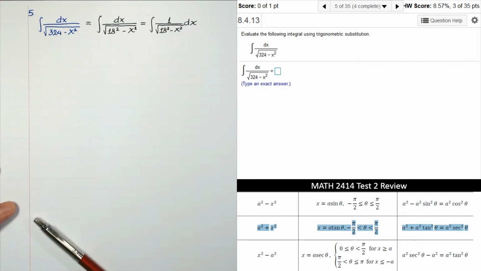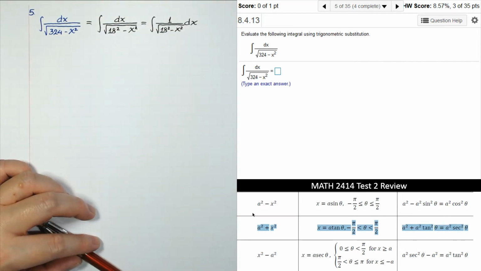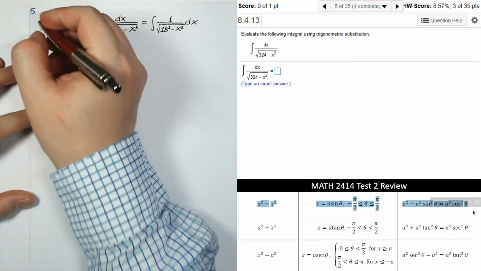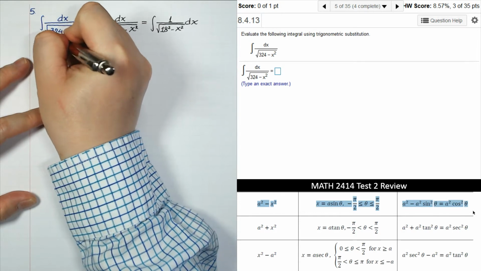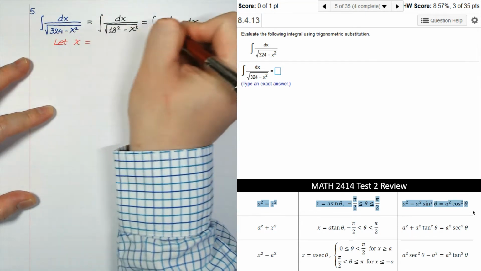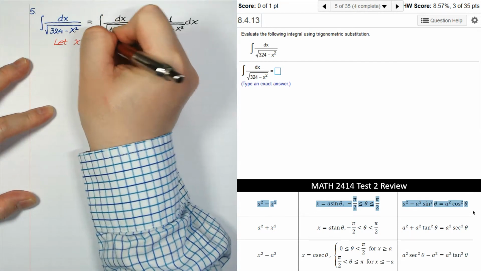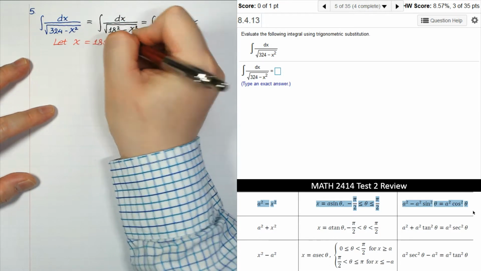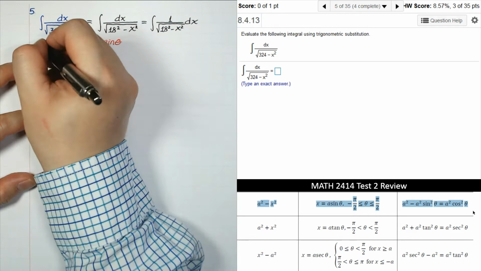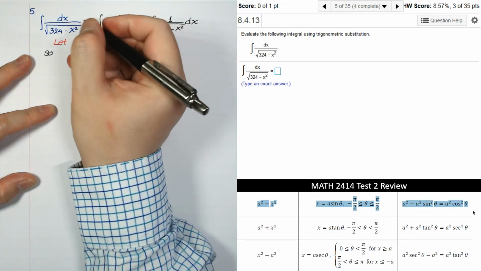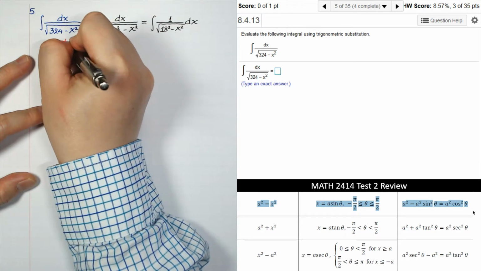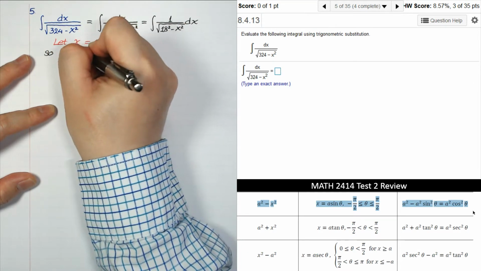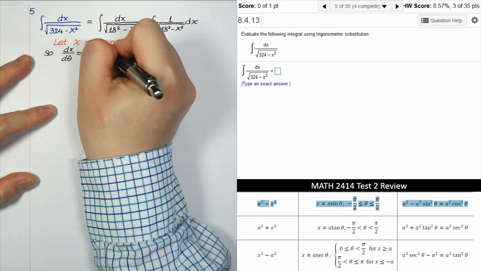What we have is a constant squared minus a variable squared. So let x equal that constant, in this case 18 sine theta. Right, take the derivative: 18 cosine theta.